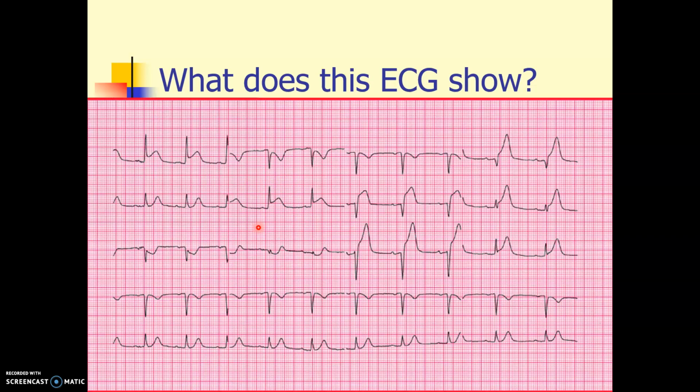Here's another one. Have a go at figuring out what you see in here. Pause the tape, work it out, start it back. Okay, another fairly clear-cut example. Let's look at where these leads are. Let's start with the lateral leads, 1 and AVL in particular, which show marked ST elevation.